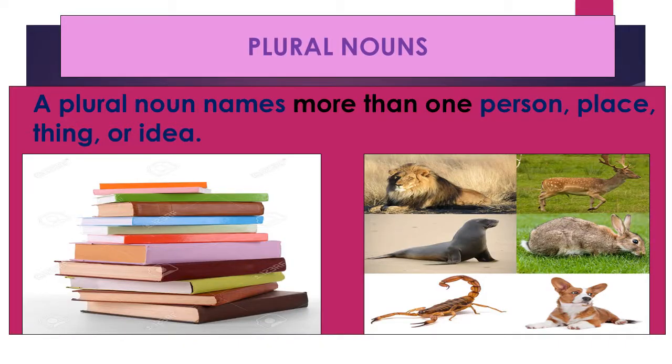The next is plural nouns. What are plural nouns? A plural noun names more than one person, more than one place, more than one thing or more than one idea. So when you have to give a name to more than one person or more than one thing or more than one place or more than one idea, that is called a plural noun. Anything which is more than one is plural.